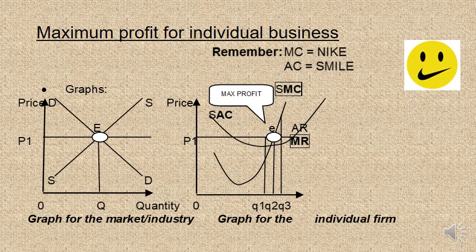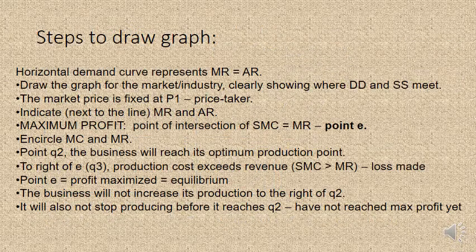If I produce a Q3 here, we can see that our marginal cost is at this point, which is way above P1, and your marginal revenue is below P1. So that's where they'll be suffering a loss. If they produce to the left of Q2, their marginal revenue is lower than what they can achieve. So they are making less profit than what they are capable of.